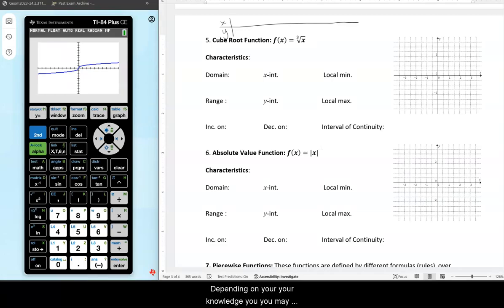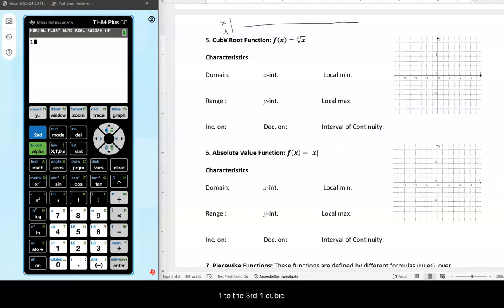Depending on your knowledge, you may know your cube roots off the top of your head. That 0 cubed is 0, 1 cubed is 1, 2 cubed is 8, 3 cubed is 27. And likewise, the negative ones are -1 cubed is -1, -2 cubed is -8, -3 cubed is -27. To show that on our calculator, just very quickly, 1 cubed is 1, -1 cubed is -1. And that -1 cubed is -1 because it's -1 times -1 times -1.